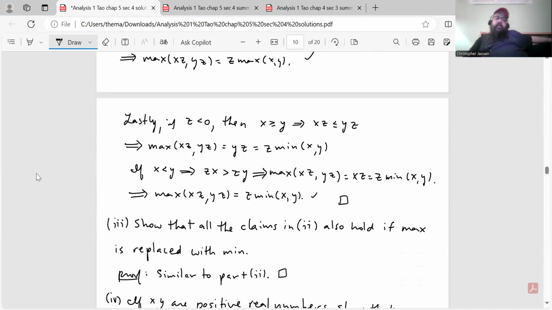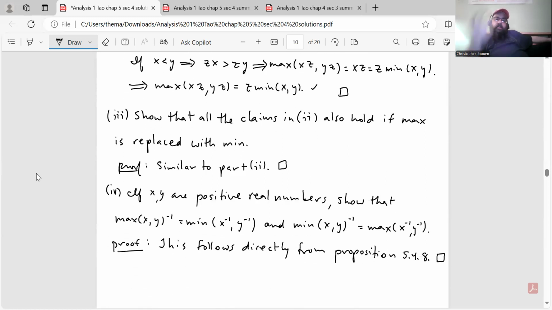And then lastly, if z is negative, then x greater than or equal to y implies that xz is less than or equal to yz, which implies that the maximum of xz and yz is yz, which is z times the minimum of x and y. And same thing, if x is less than y, that implies that the maximum of xz and yz is xz, which is z times the minimum of x and y. So if z is negative, then the maximum of xz and yz is equal to z times the minimum of x and y.